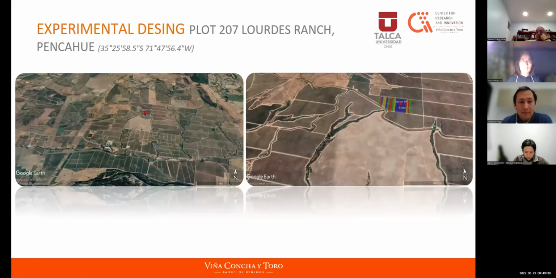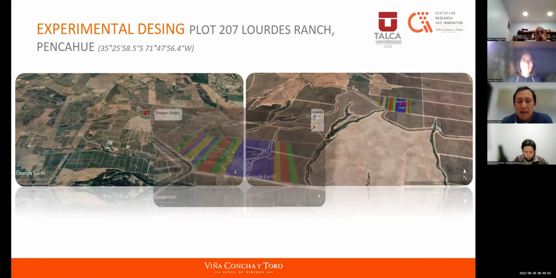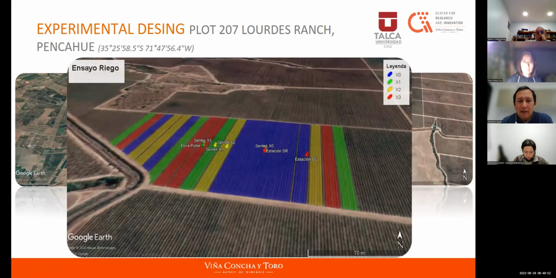This is the experimental plot, which is located in Maule Valley. It is around 6 hectares of land that we control, where we have not only these energy balance stations. Here's the surface renewal station, and here I'm showing the eddy covariance station. We also do regulated deficit irrigation on the same plot. So this is a huge piece of land.